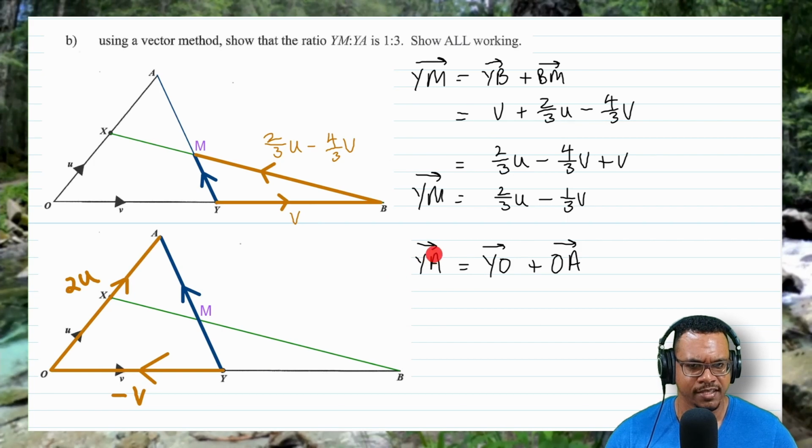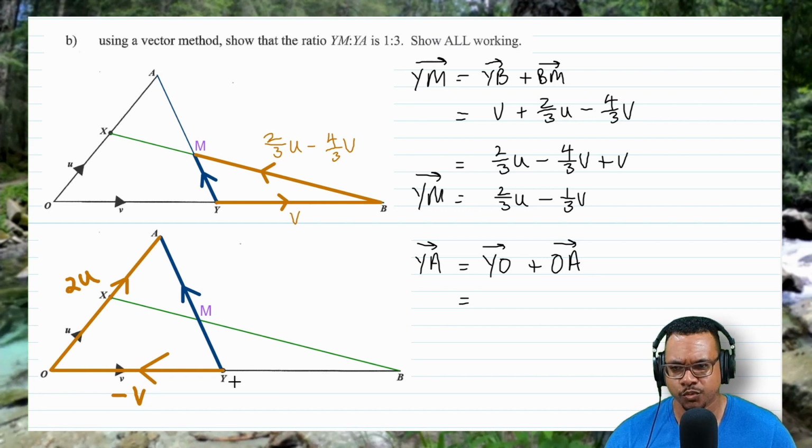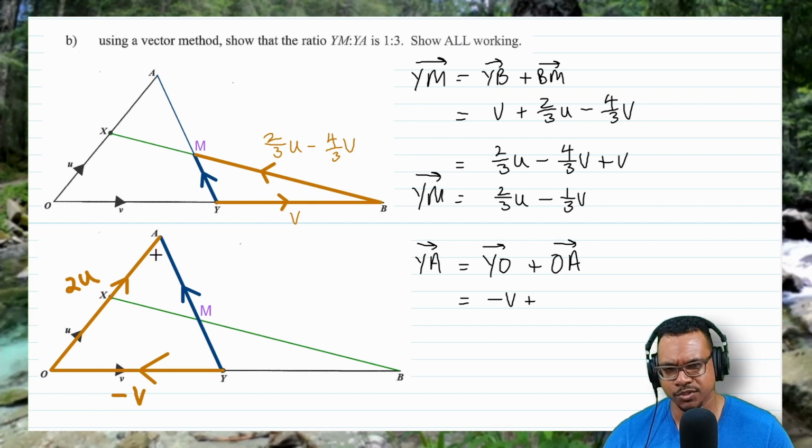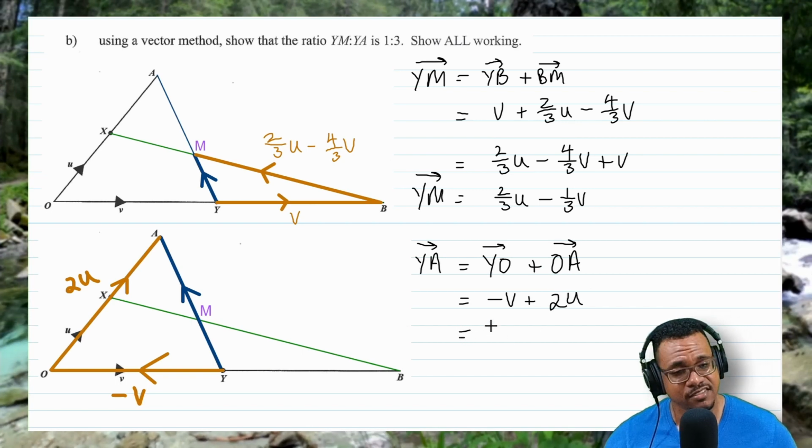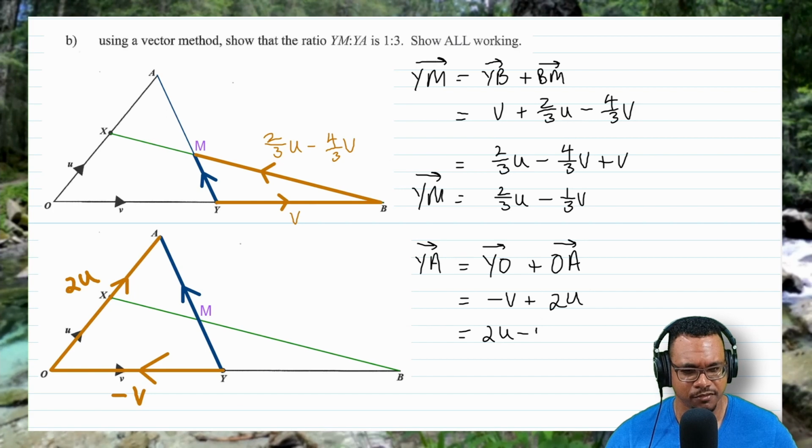Again, you see Y, A, see Y at this end, A at this end, and the same letters in the middle. All right, so Y to O, we said O to Y is V, so go in the opposite direction. Y to O is negative V, plus O to A, and that's 2 times U. So if you want to write this the other way around, 2U take away V. All right, so that's Y to A.